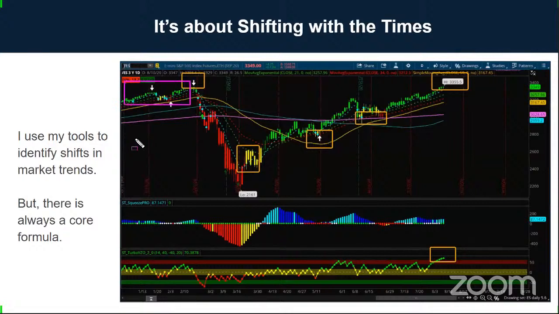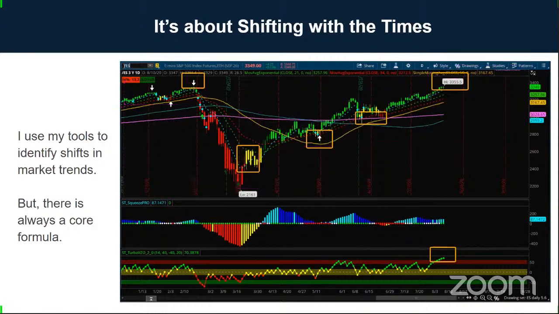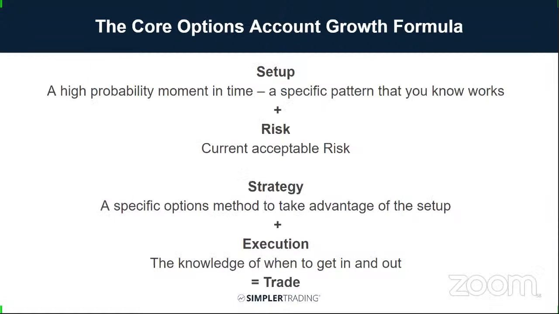This is going to be a directional options market. For me, I was trading futures during this time. I got back into trading options around this level. And then, still just continuing to trade options. For me, the core options account growth formula is right here.